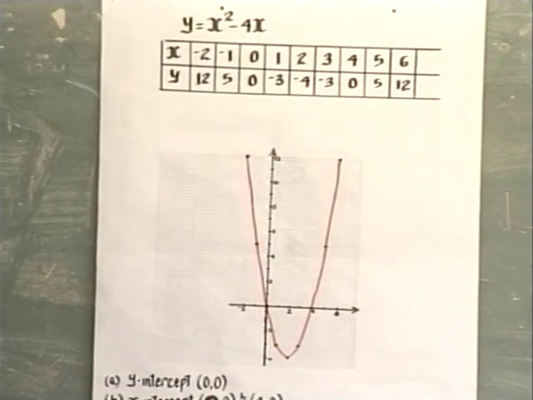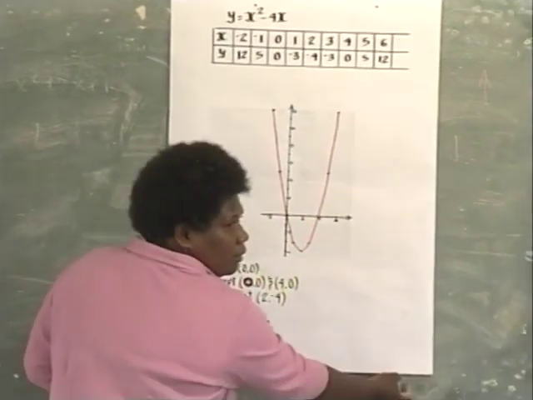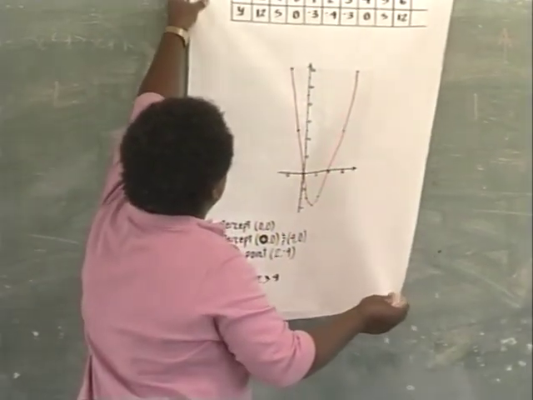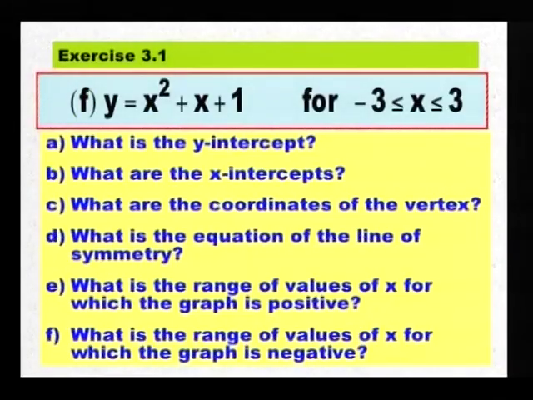Okay, well done, group 3. Group 4. How come only one person?